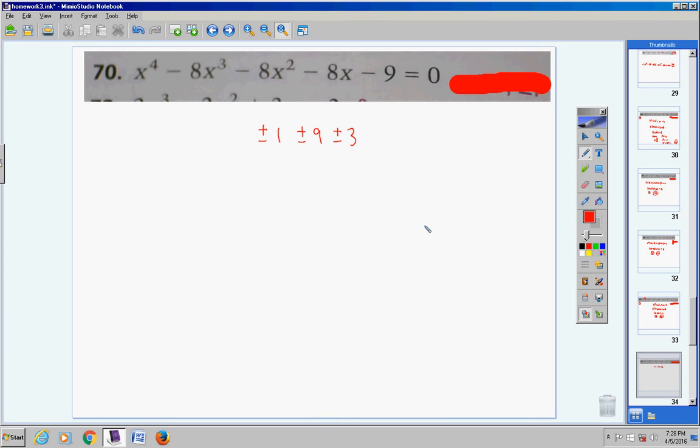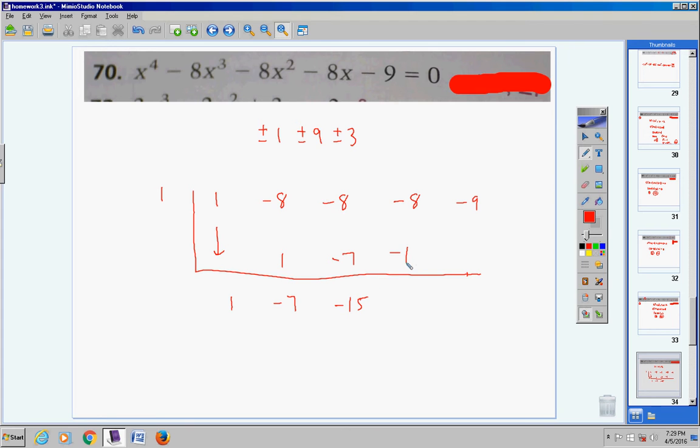And so here we go. Let's test positive 1 first. When I write down my coefficients, let's see if we're missing any terms. 4, 3, 2, 1, constant term. And so I have a coefficient of 1, negative 8, negative 8, negative 8, negative 9. I have 5 numbers with a degree of 4. That's good. Bring down my 1. 1 times 1 is 1. Combine. 1 times negative 7 is negative 7, combine. 1 times negative 15 is negative 15, combine.